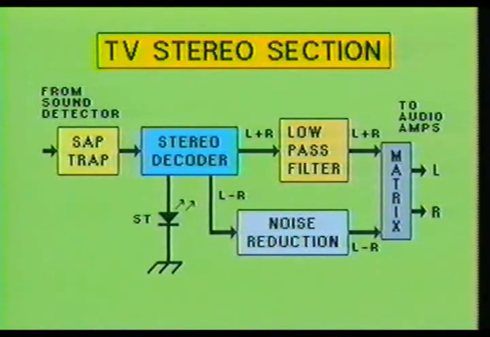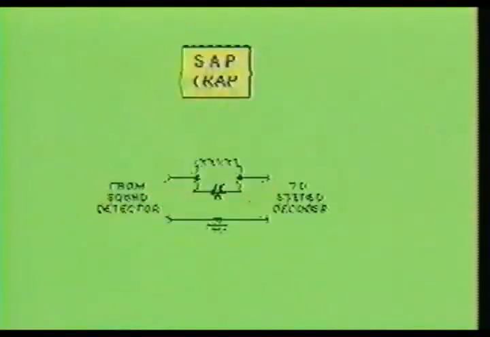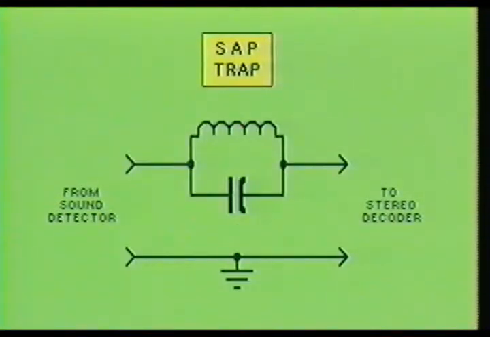Now let's take a look at the circuitry associated with each of these stages. The multiplexed audio arrives from the sound detector stage and is passed to the SAP trap. As you can see, the SAP trap is a simple parallel-tuned resonant tank circuit. This trap responds to ultrasonic frequencies around 78 kHz and passes the remaining frequencies to the next stage.